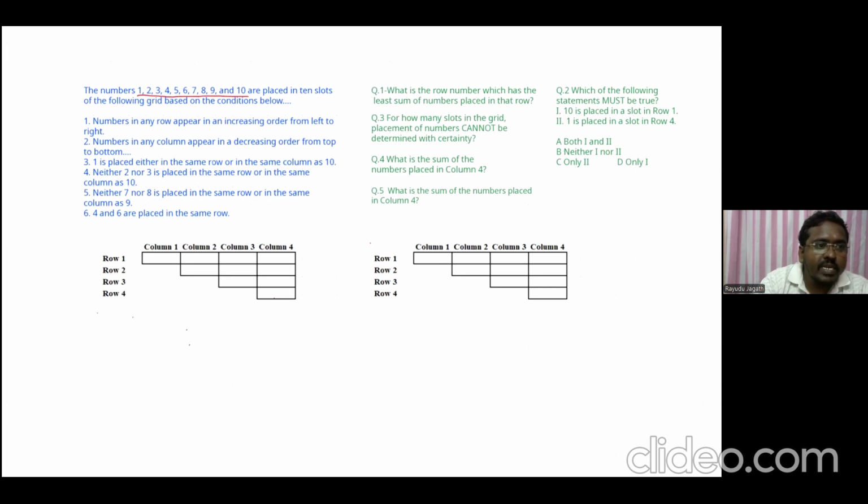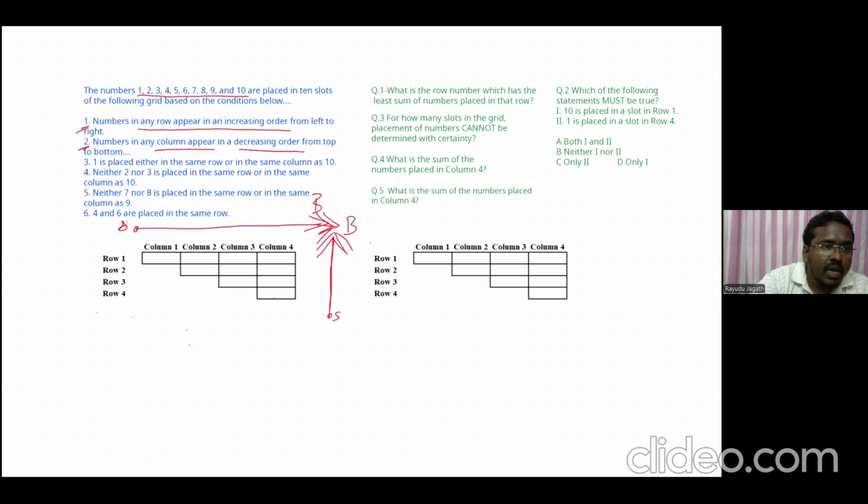The first condition says that numbers in any row appear in increasing order from left to right. Left to right increasing means this end should have the biggest number and this end the smallest number. Next, statement 2 says that numbers in any column appear in decreasing order from top to bottom. Top to bottom decreasing means bottom to top increasing. So again, the bigger number should be here and the smaller number here.